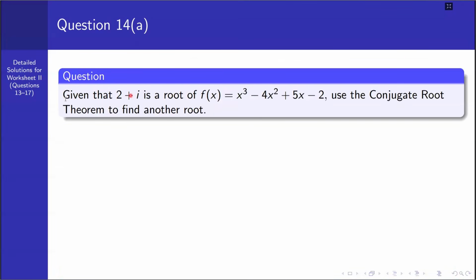Next question. Given that 2 plus i is a root of f(x) = x cubed minus 4x squared plus 5x minus 2, use the conjugate root theorem to find another root.